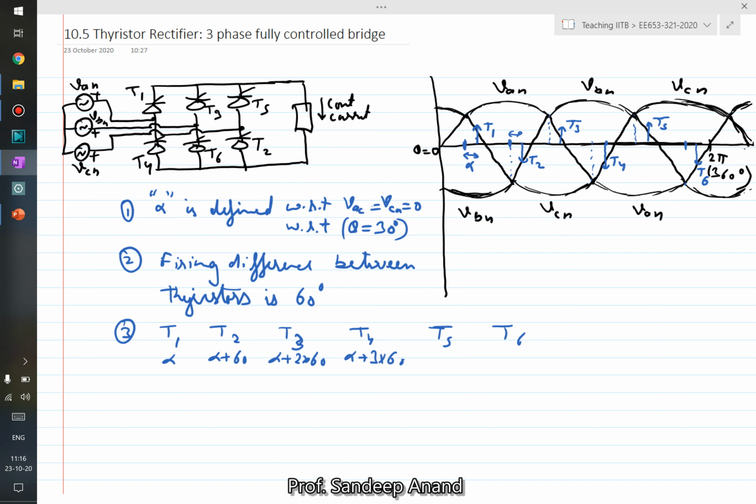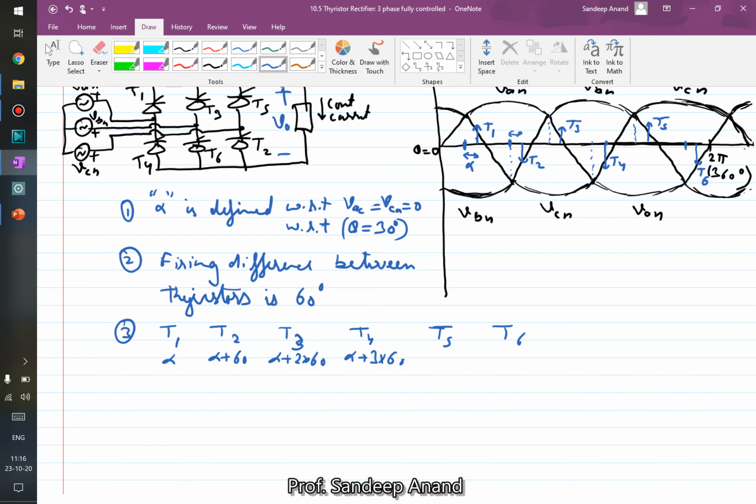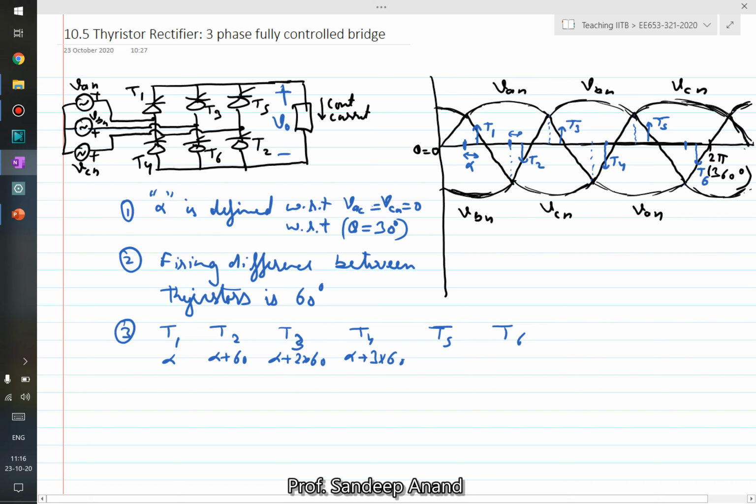Now once we have established the angle at which these thyristors would be fired, let us see how the output voltage waveform would look like if it is a continuous current. Now there are two things. What is the output voltage waveform? If you see the output voltage waveform, it is nothing but the difference between the plus terminal voltage with respect to the neutral minus the minus terminal voltage with respect to the neutral.